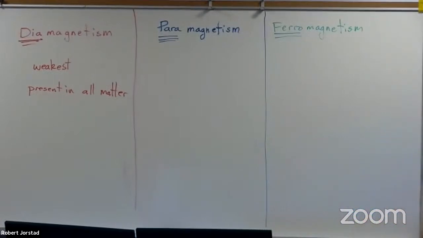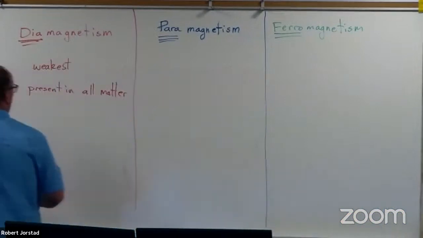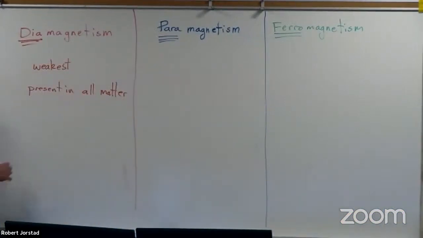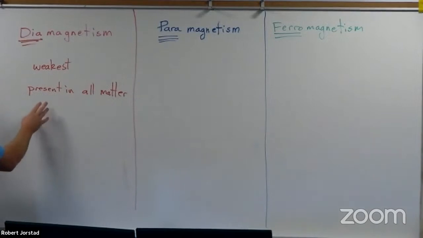Just reiterating what's on this page, diamagnetism is the weakest form of magnetism. It's present in all matter. However, if either of these other two forms are present, this one is so weak it's negligible. Another interesting fact: it's very difficult to show this, but I've got an example in just a second.